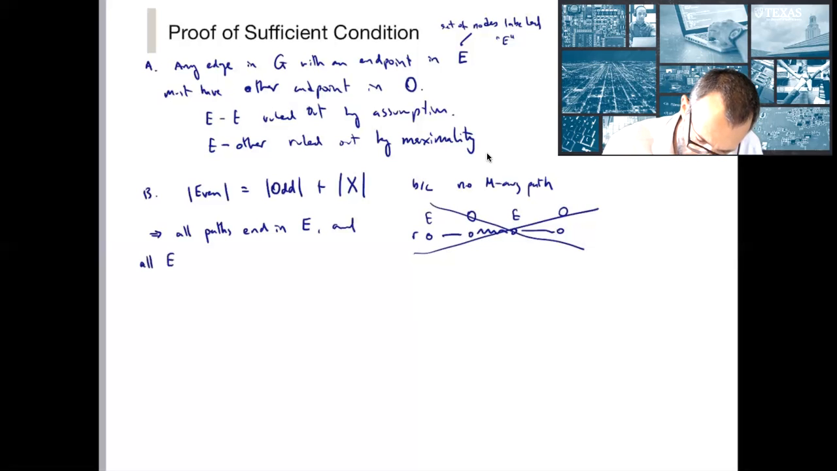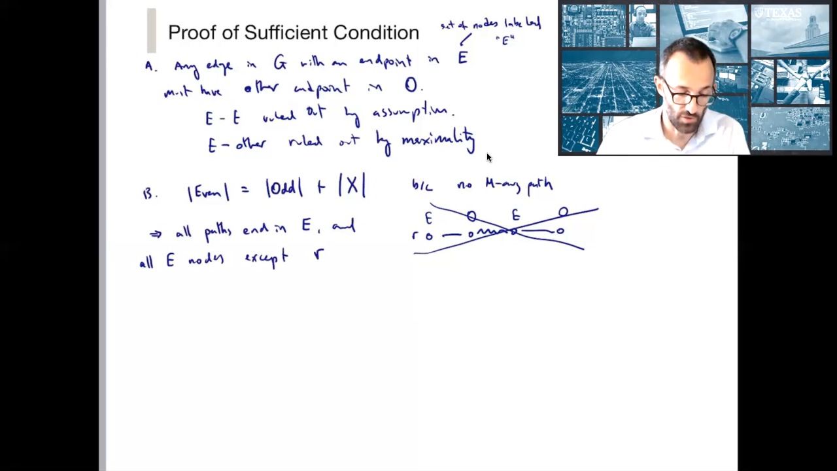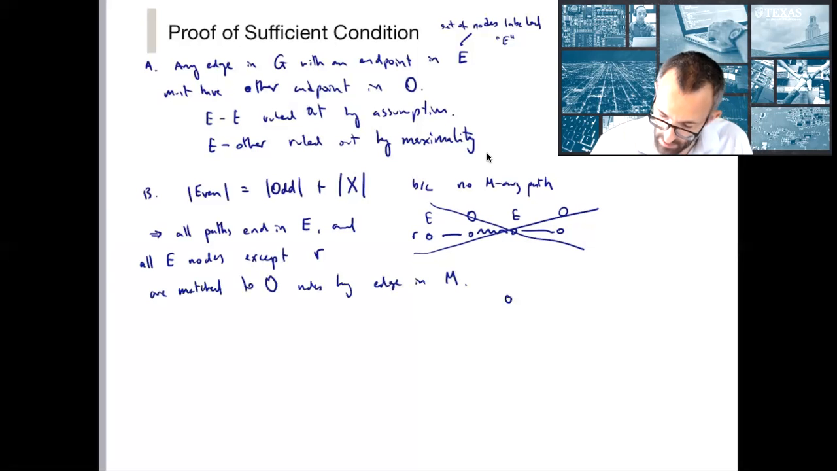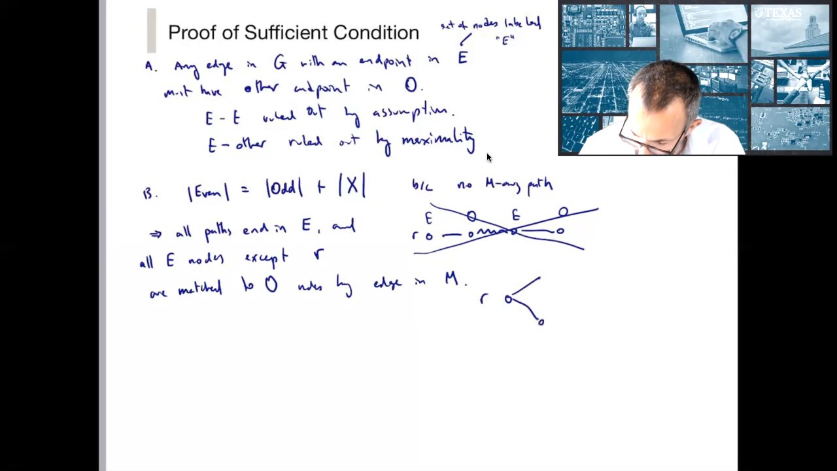all even nodes, so all even nodes except for root nodes of the tree are matched to odd nodes by an edge in M. So again, the picture kind of tells the whole story. Here's R, and I don't know, what does it do? Maybe it branches initially to 2, but you know, each one of these, so this is even, so except for this even node, every odd node is matched to an even node.